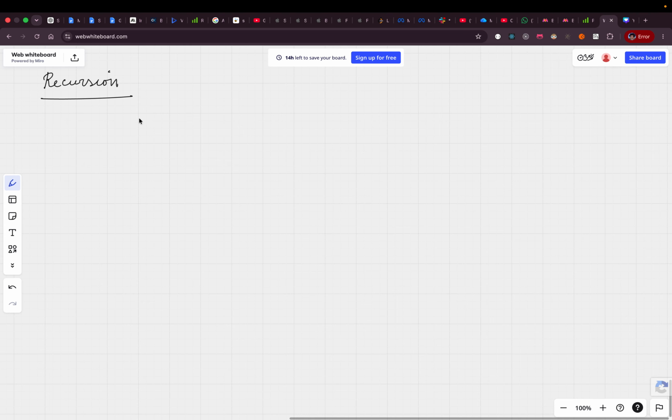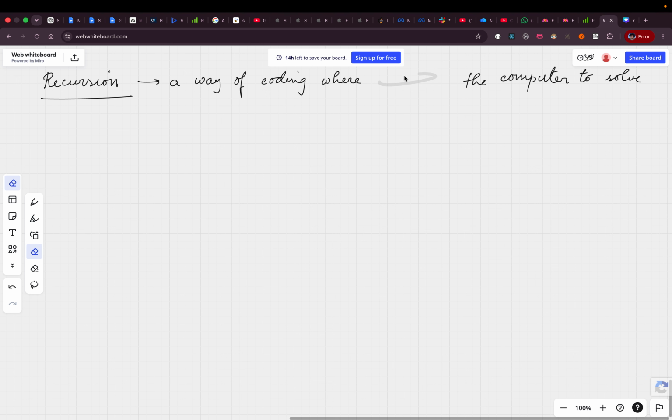Now what is recursion? Recursion is a way of coding where you divide a very big problem into two parts.